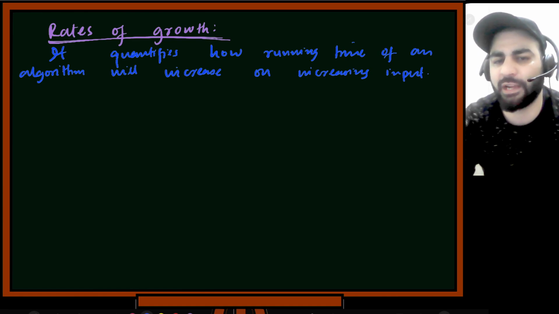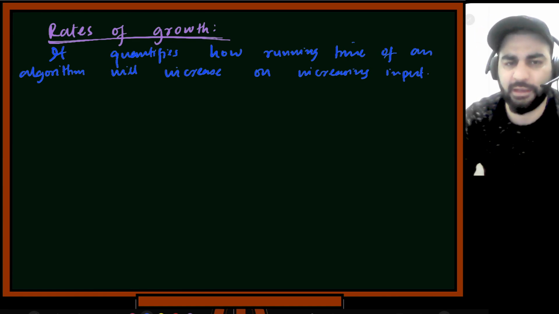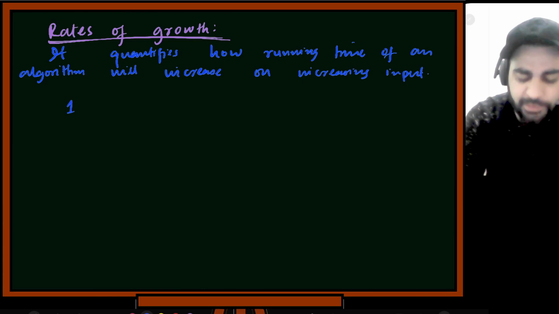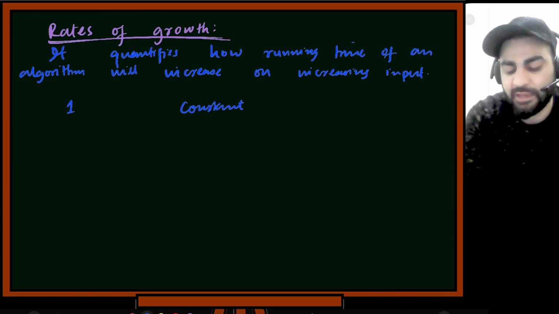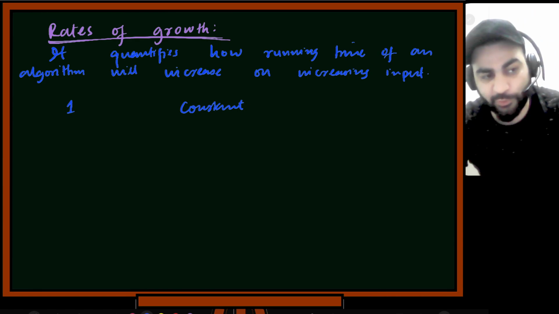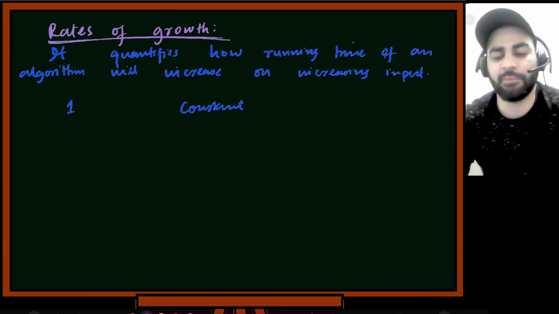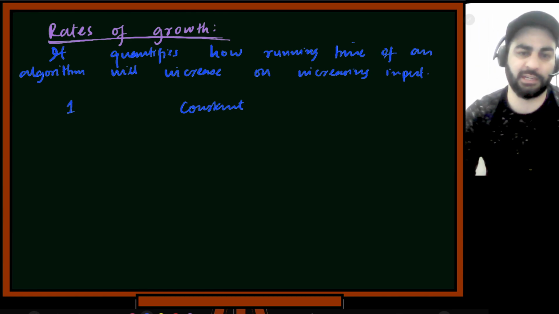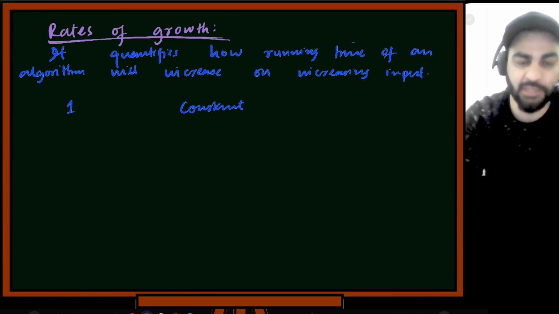How will the rate of function be? Let's suppose we have 1, which means constant. We write 1 as a constant function. So this means no matter how much input you give, the algorithm still performs in constant time. The runtime of the algorithm does not increase or decrease. This is called constant growth.